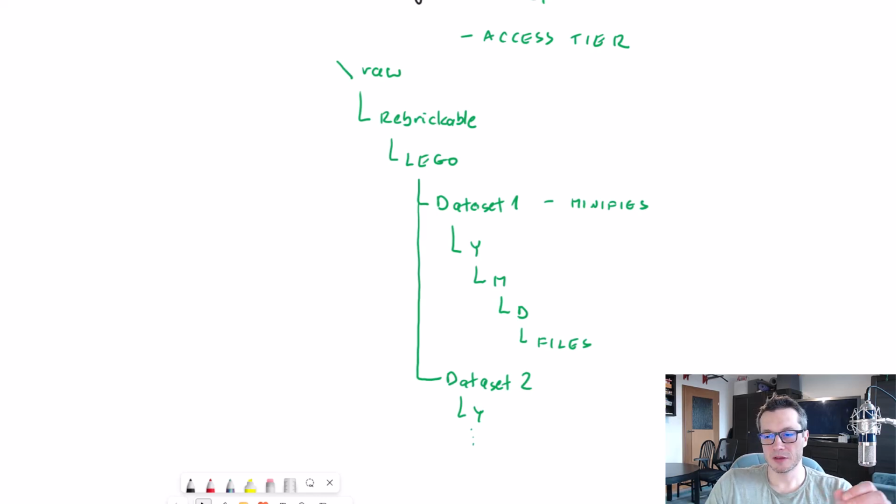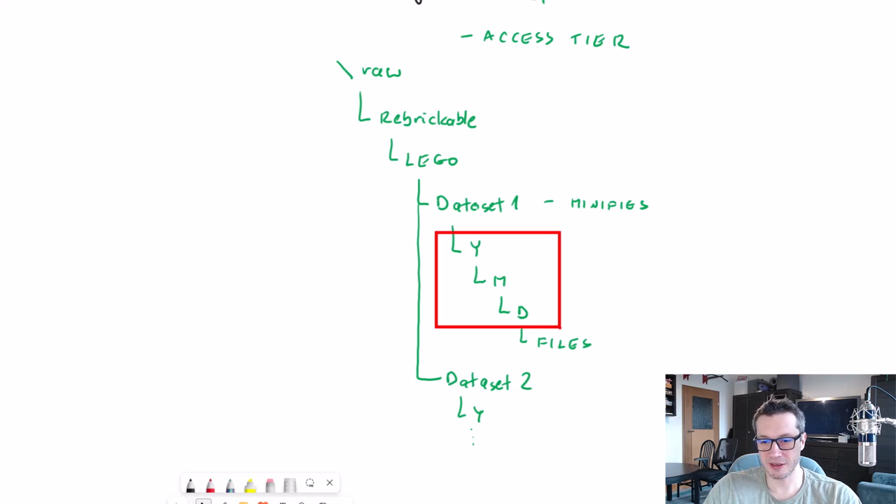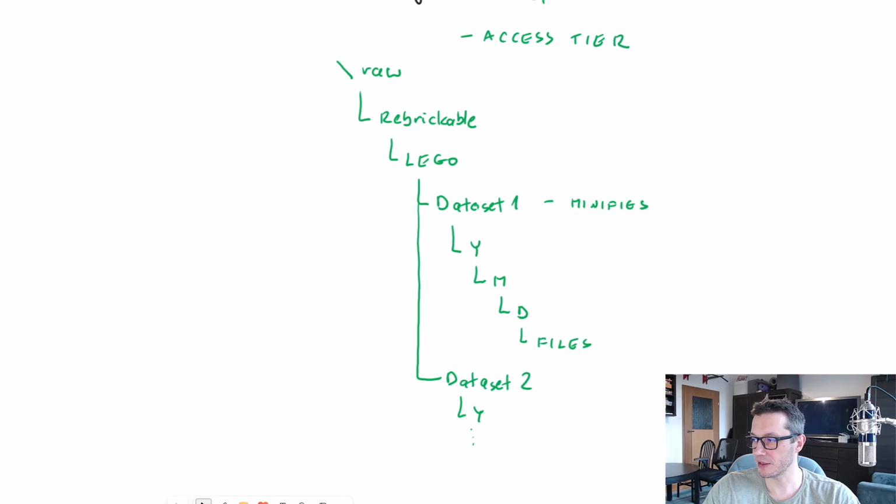And now, because at this moment we don't know how many datasets we'll ingest, this structure has to be created dynamically at runtime. The same with those ingest dates. We don't know when this process will run, so those directories have to be created dynamically.